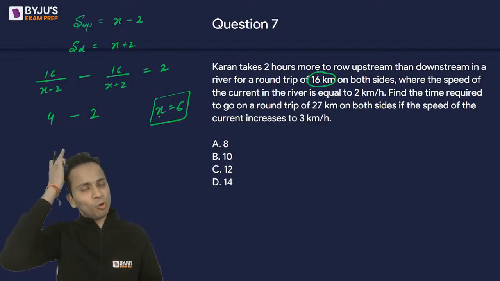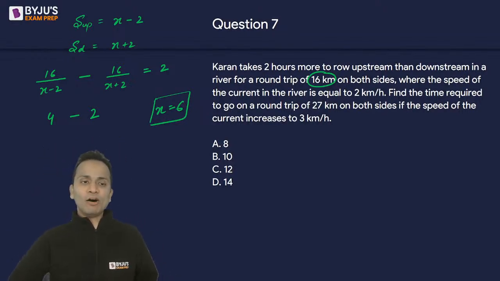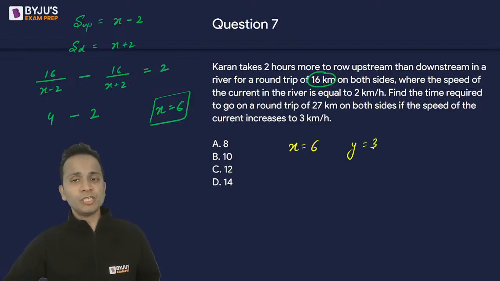So the speed of boat in still water is equal to 6. Done? Now for the second part of the question. Speed of boat in still water is 6 and speed of current is given as 3. Now, time taken upstream will be equal to distance upon speed upstream, that will be 6 minus 3, which is 3.